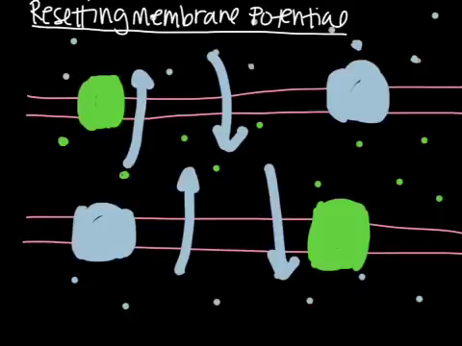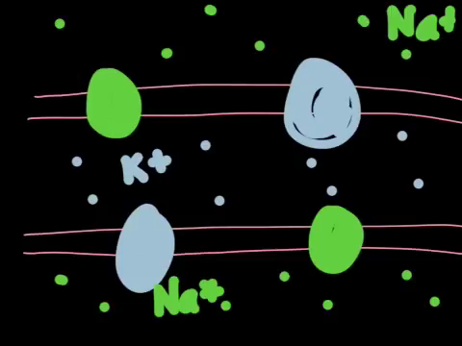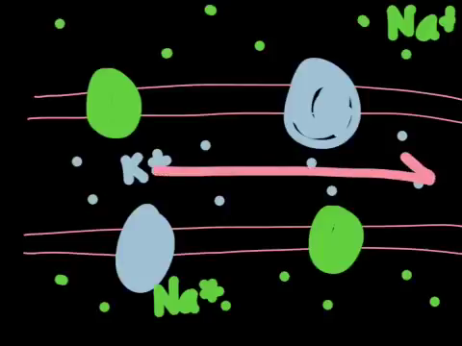This brings the membrane charge back up to negative 70 millivolts, and this period is called the refractory period. Now the membrane potential is back to the resting potential and the message is relayed on to other axons.